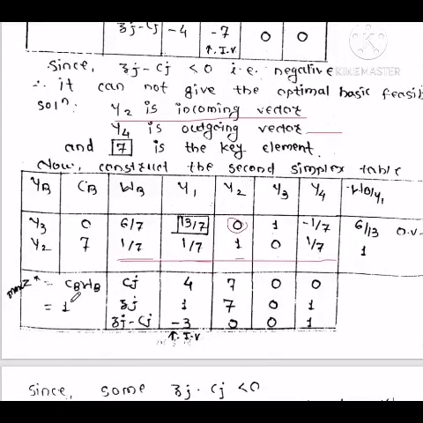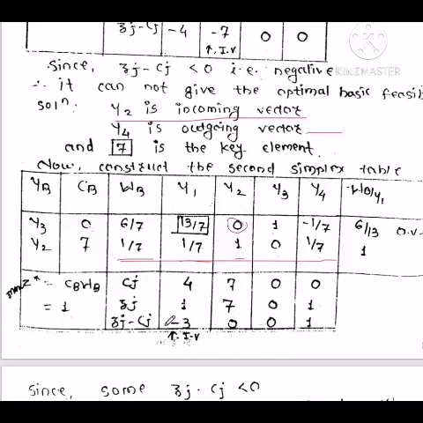Then maximum z star is CB WB, so we can calculate 0 into 6 by 7, 7 into 1 by 7, that is 1. So Cj means C1, C2, C3, C4, that is 4, 7, 0, 0. Zj means Cb into Yj: Cb into Y1, that is 1, Cb into Y2, that is 7, Cb into Y3, that is 0, and Cb into Y4, that is 1. So in this way we can find out Zj: 1, 7, 0, 1. So Zj minus Cj means 1 minus 4, that is minus 3, 0, 0, 0.